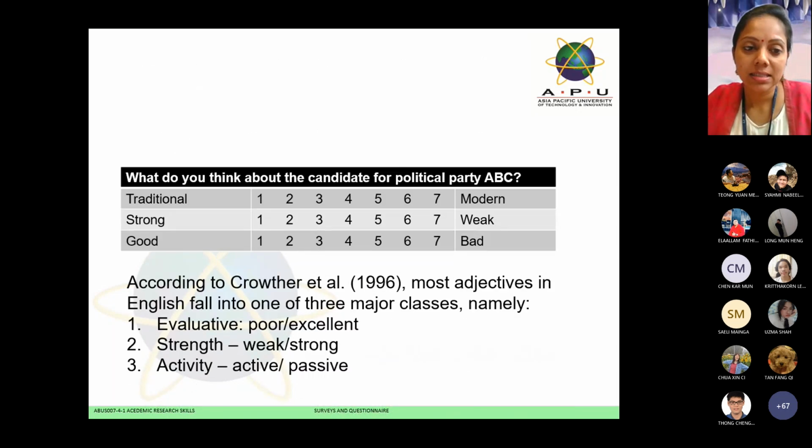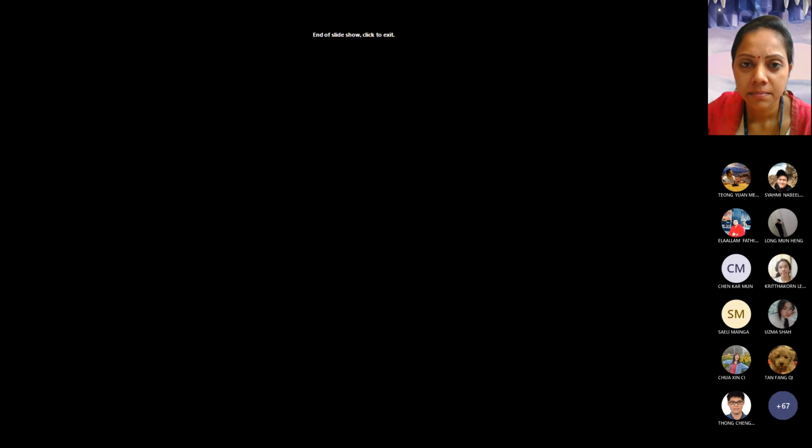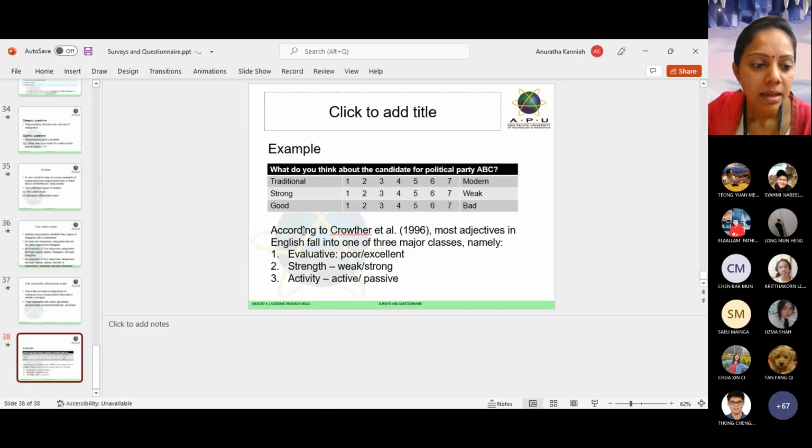Differential scale is like this. Okay, I give you a minute for you to take a look at this. So in semantic differential scale, they use adjectives like this. Is this clear? Okay, any questions, guys? Any questions?